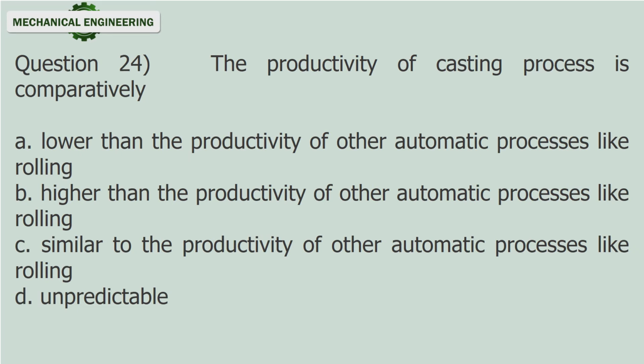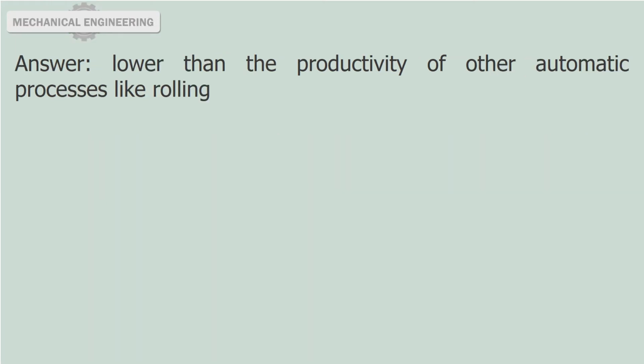Question 24. The productivity of casting process is comparatively A. Lower than the productivity of other automatic processes like rolling. B. Higher than the productivity of other automatic processes like rolling. C. Similar to the productivity of other automatic processes like rolling. D. Unpredictable. Answer: lower than the productivity of other automatic processes like rolling.